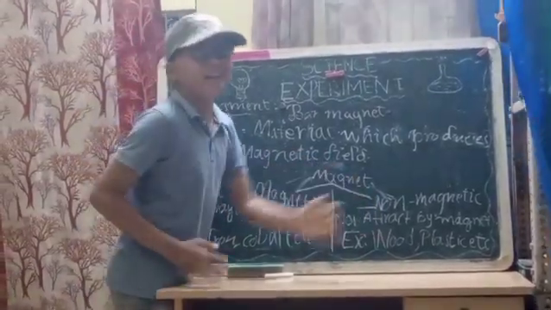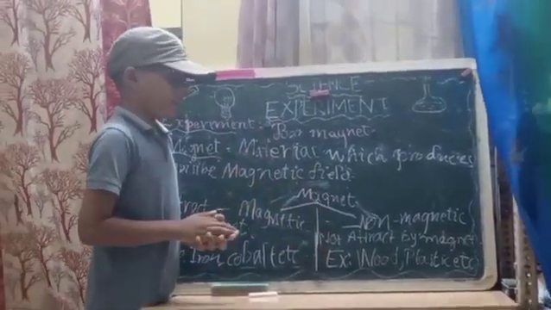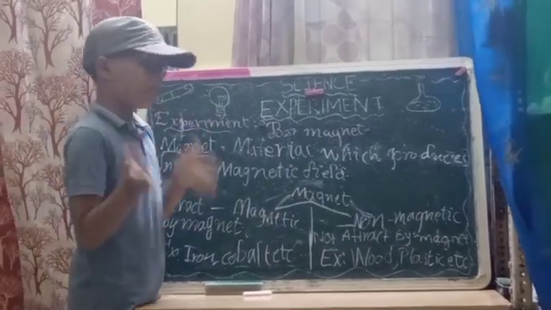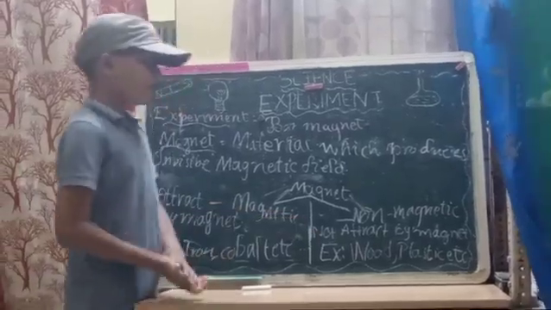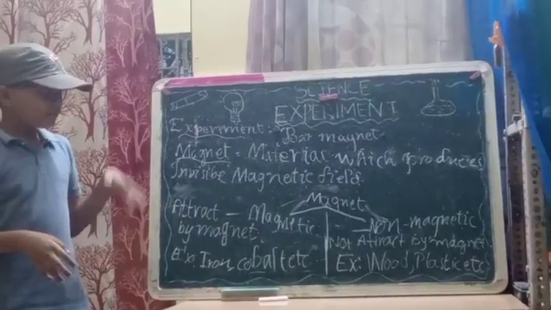What is a non-magnetic material? A material which is not attracted by a magnet is called a non-magnetic material. Examples are wood, plastics, etc. Okay?